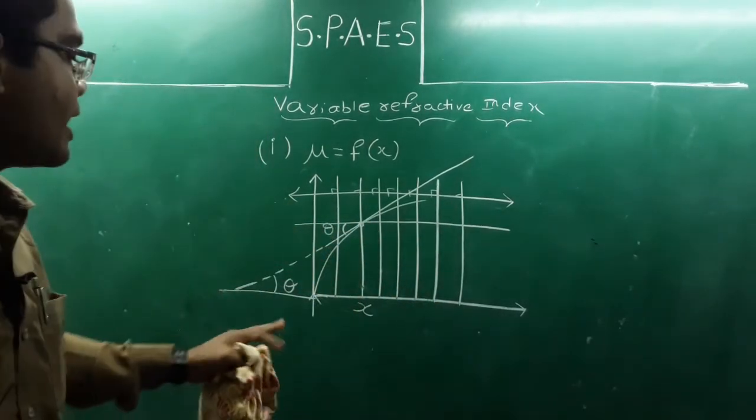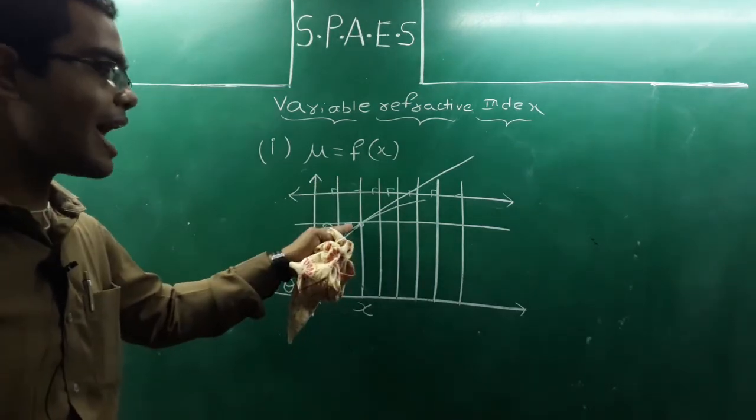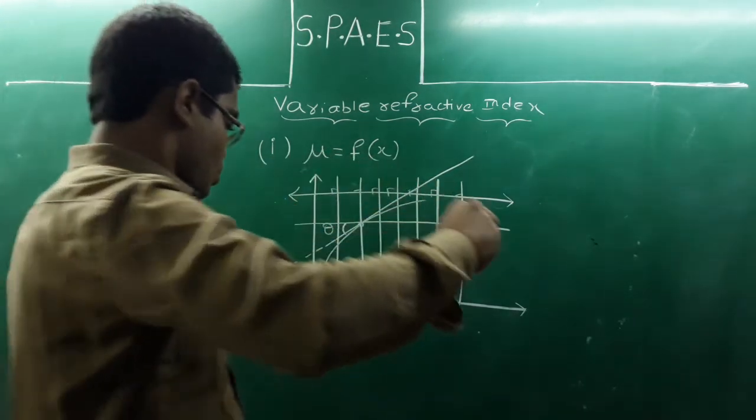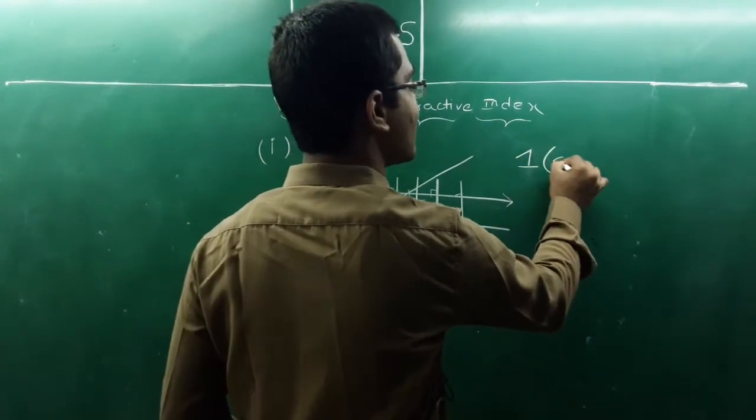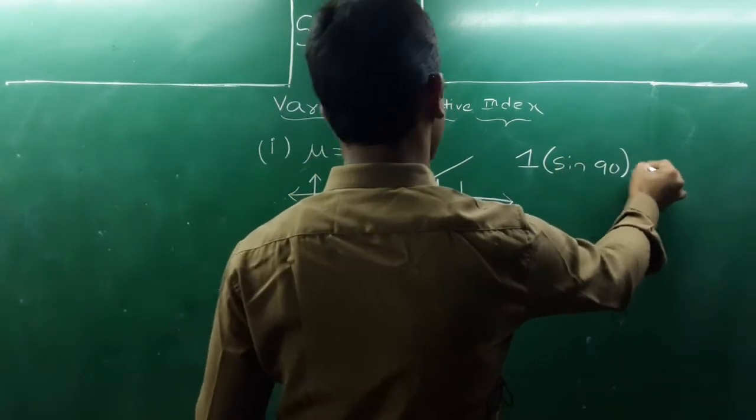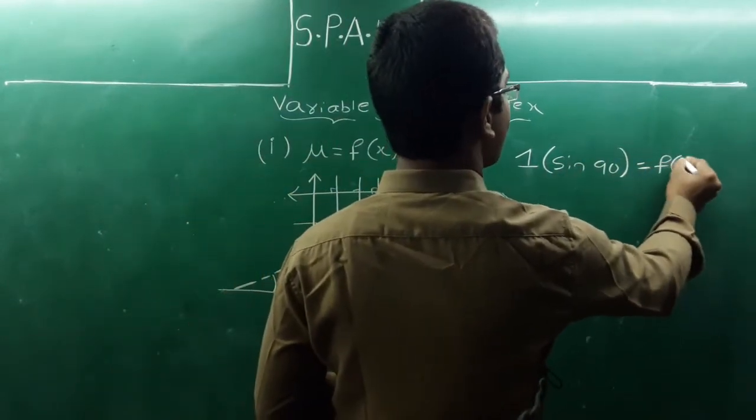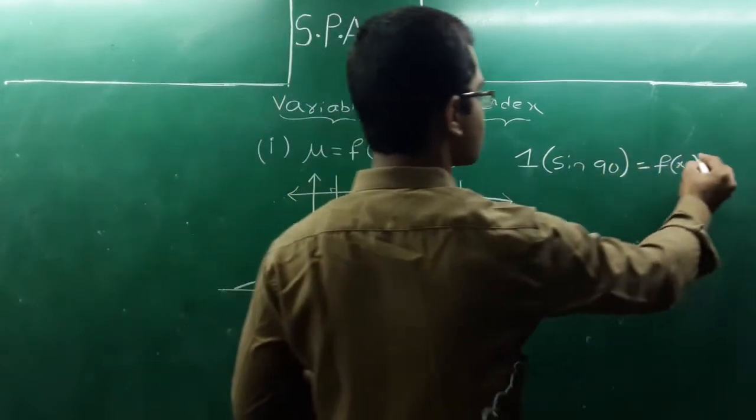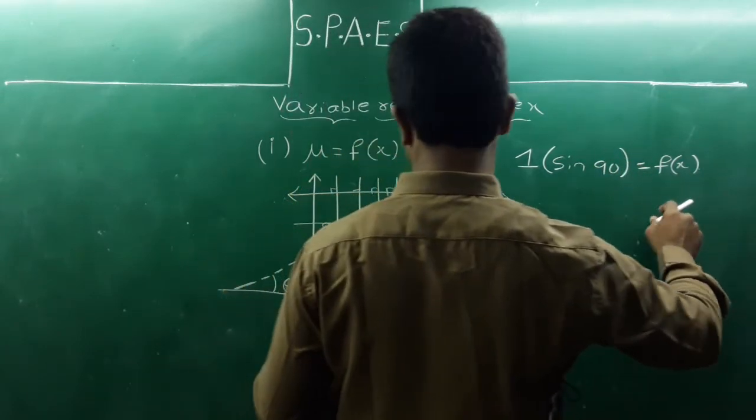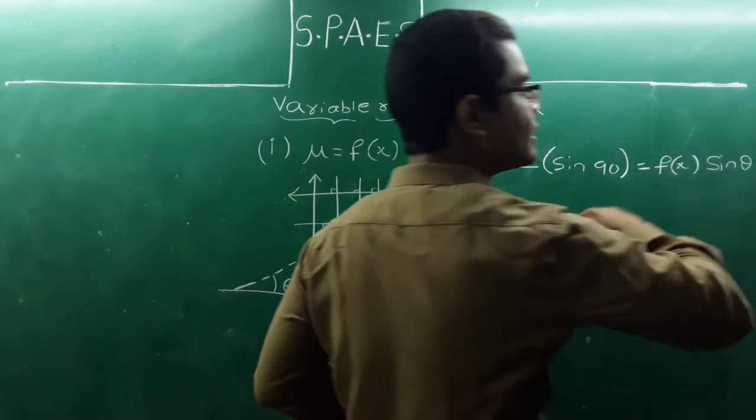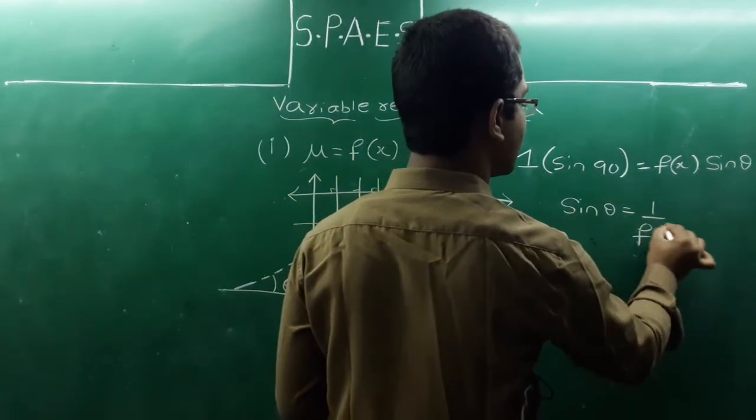Now the ray has entered here at 90 degrees, and it entered this slab at angle theta. So let's apply Snell's law. It's coming from air, so 1 into sine 90 is equal to f of x, the refractive index here, into sine of the angle it is making with the normal, which is theta. I think it's very clear. So sin theta is going to become 1 by f of x.